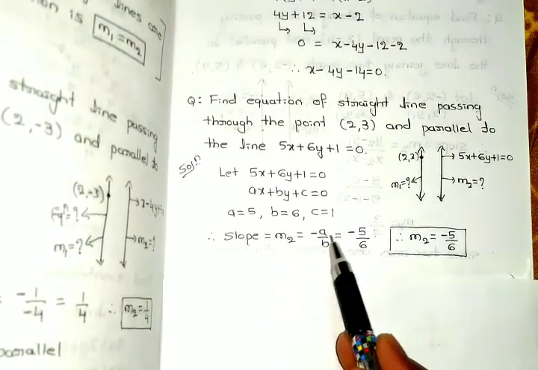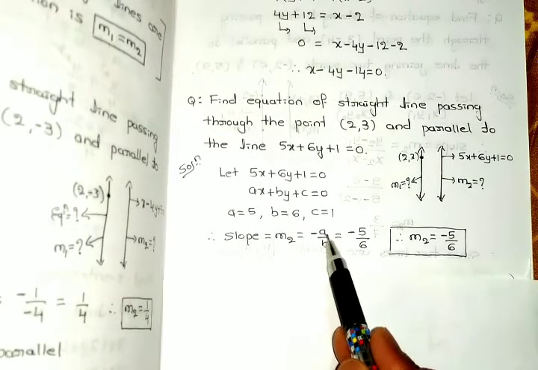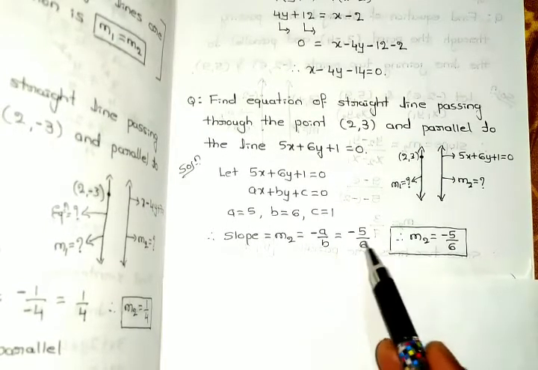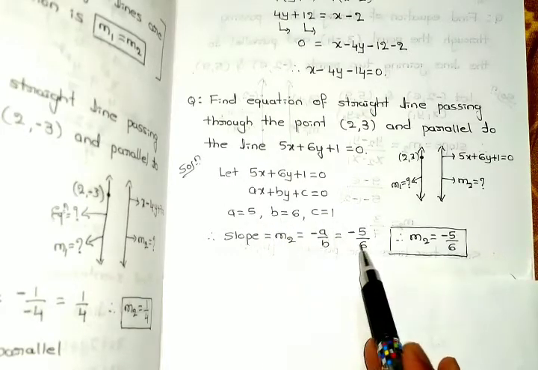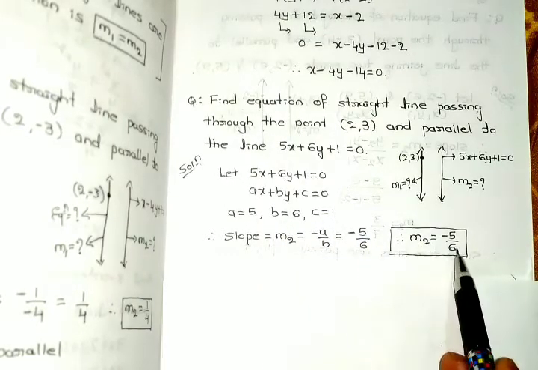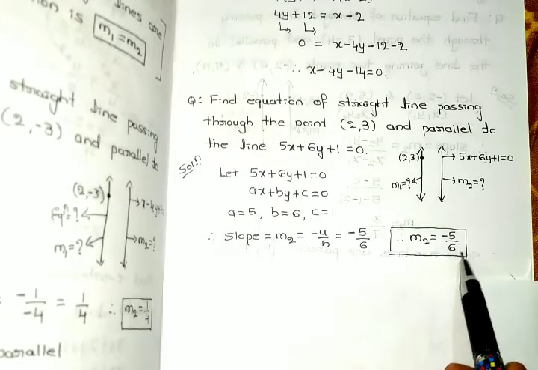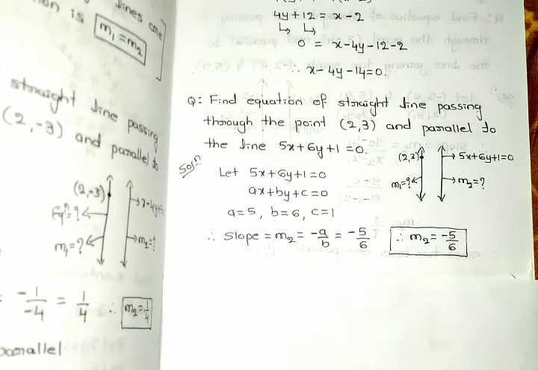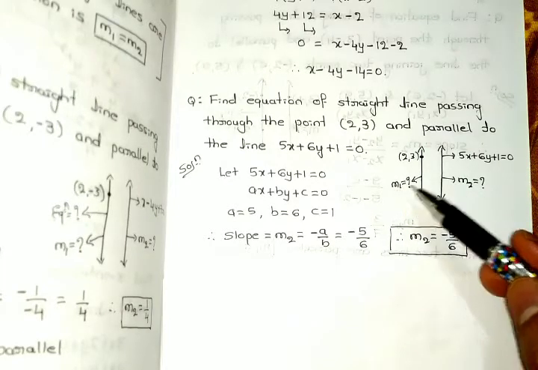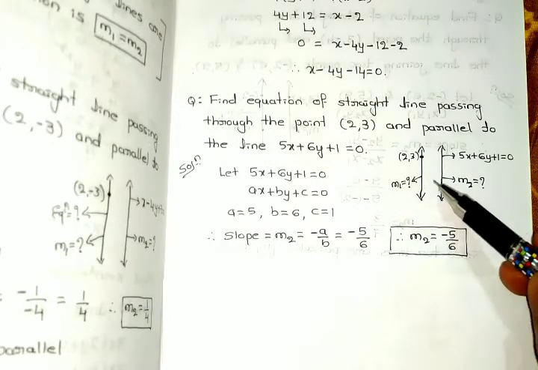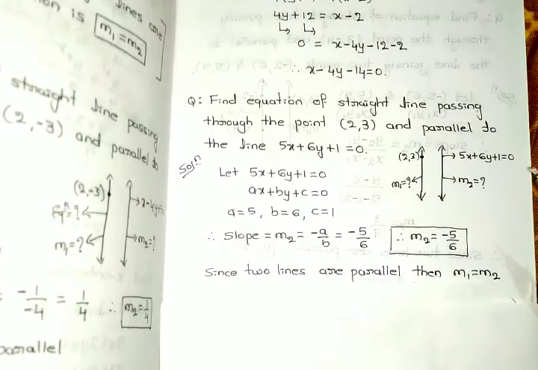Therefore first find the slope. Slope m2 is equal to, what is the formula? Minus a divided by b. So minus, keep it as it is. a is 5, b is 6. Therefore the m2 value becomes how much? Minus 5 divided by 6. So you got the m2 value. Now which value do you want? m1. So which condition are we going to use here? Parallel condition. So write that condition.